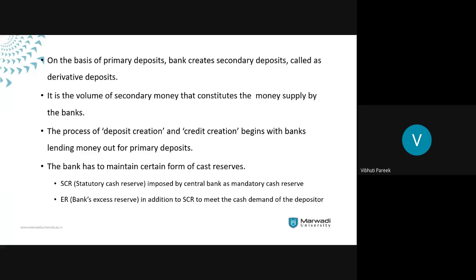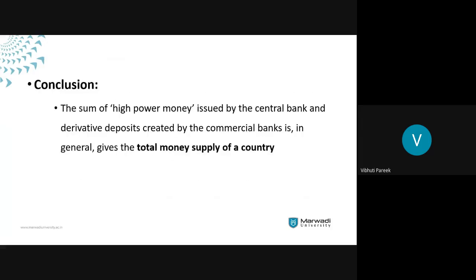One is the statutory cash reserve, and the next one is called the bank's excessive reserve. So the statutory cash reserve is SCR. This is imposed by the central bank, and it is a mandatory cash reserve. Whereas ER is in addition to the statutory cash reserve, and this is kept in order to meet the cash demand of the depositor, like the day-to-day cash demand. In order to meet that sort of cash demand, the banks keep excessive reserve.